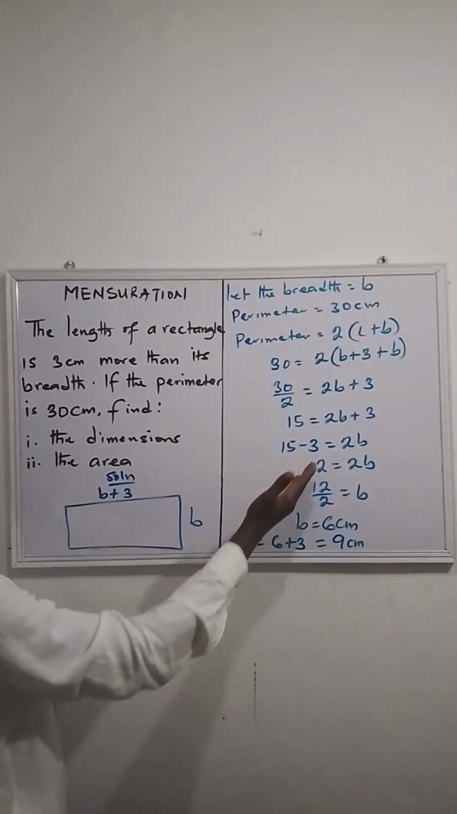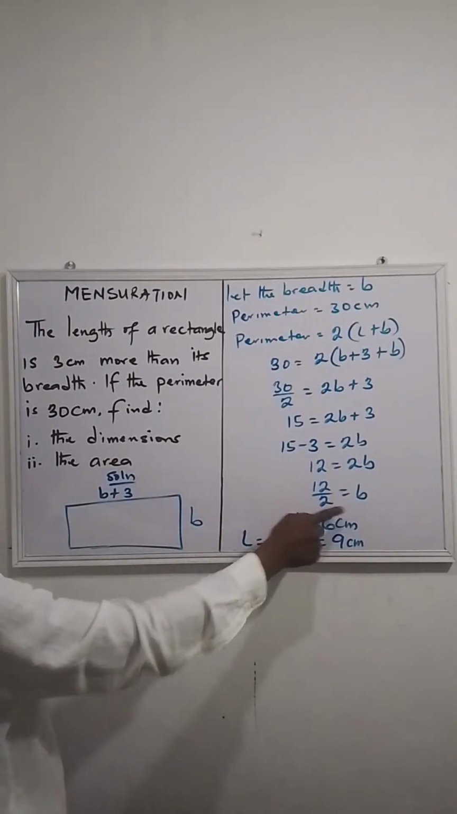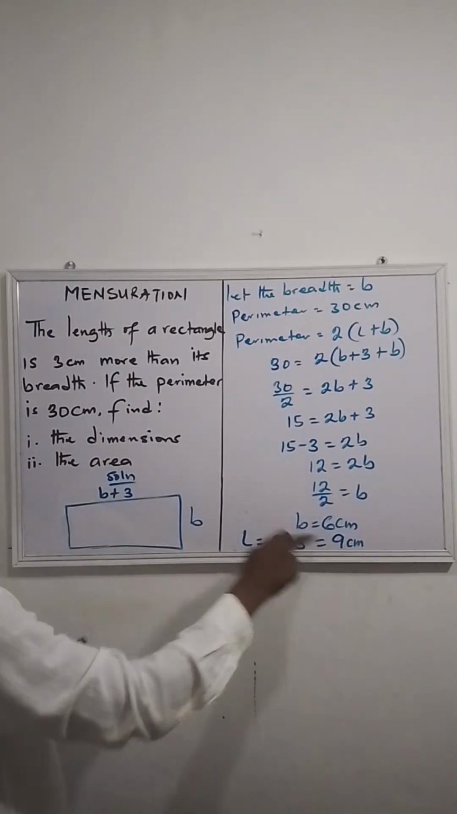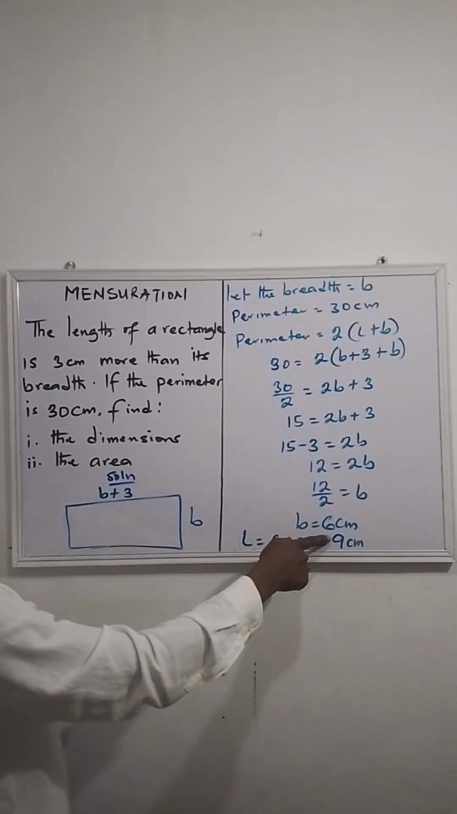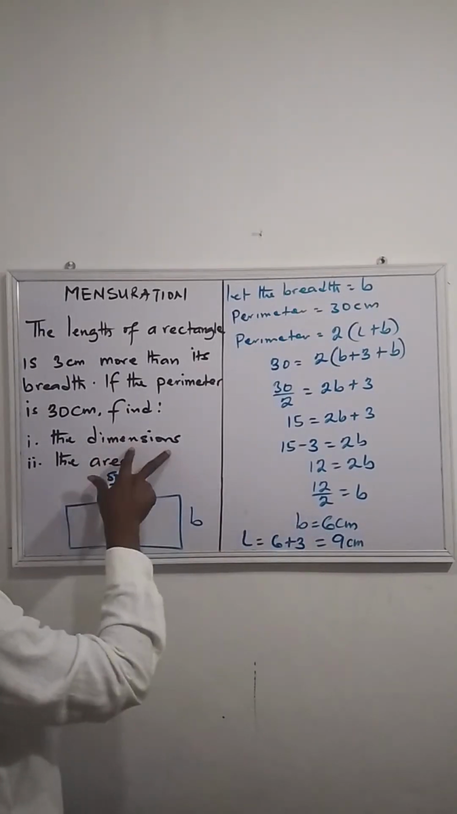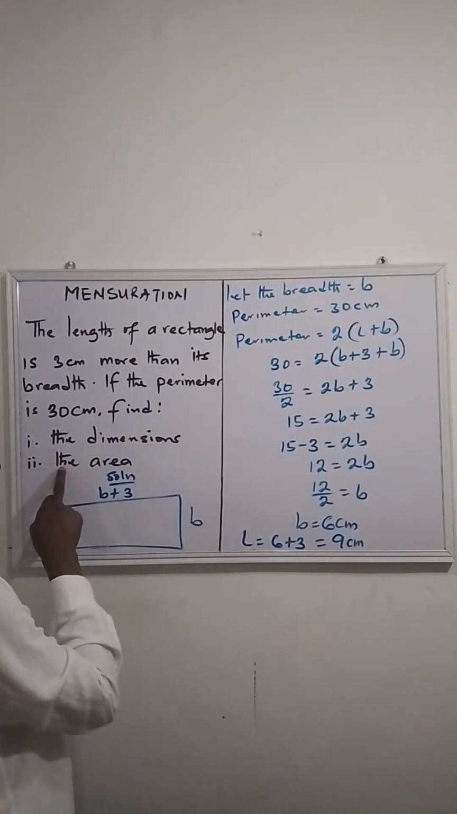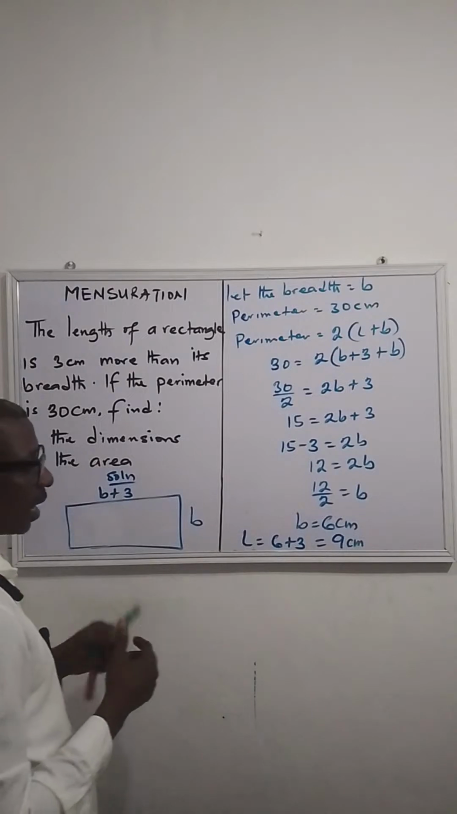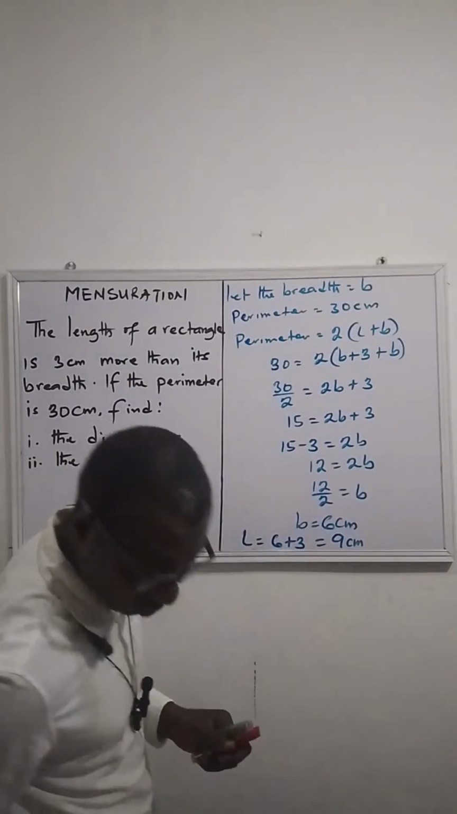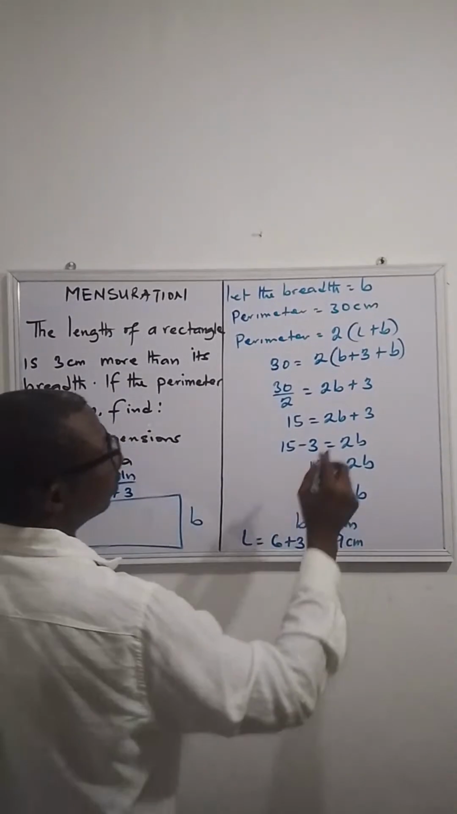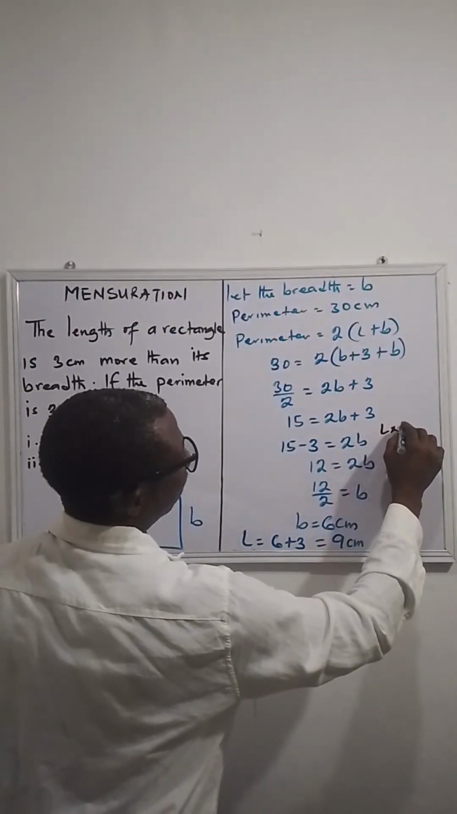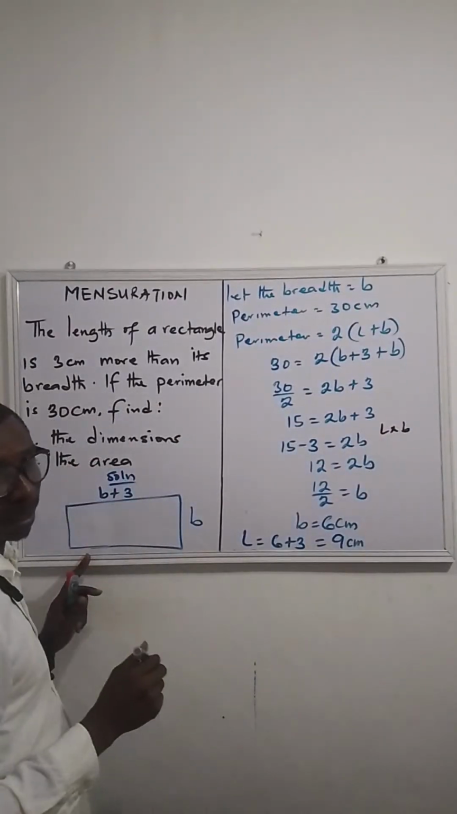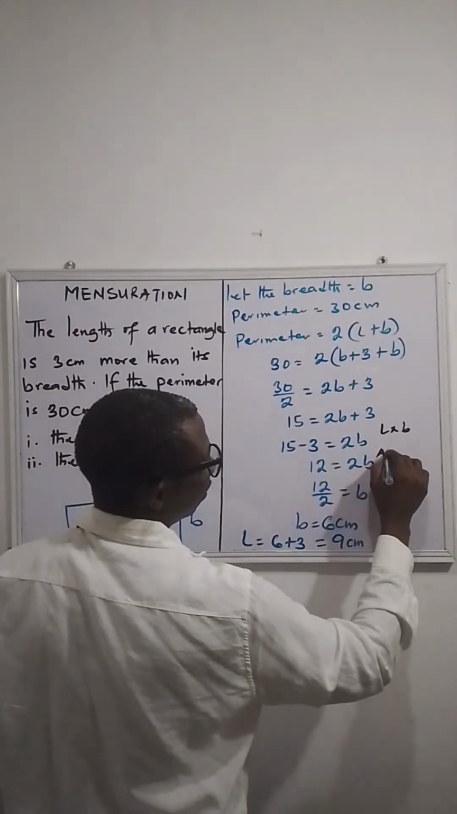So now we have gotten the dimensions. The length is 9 centimeters. The breadth is 6 centimeters. So you can write that out. So that's the dimensions. The next thing is the area. Area of a rectangle is length times breadth. So we have length times breadth. That is the area.